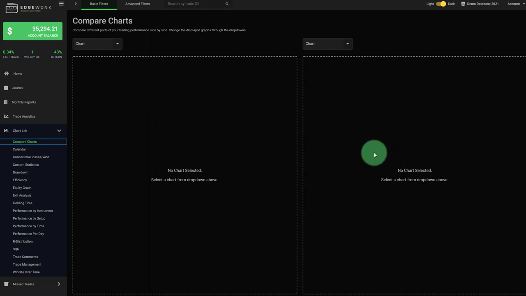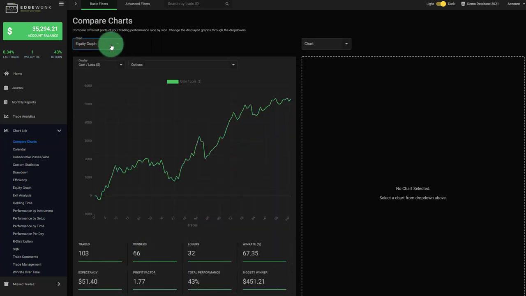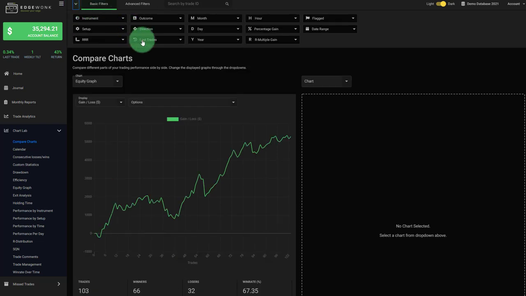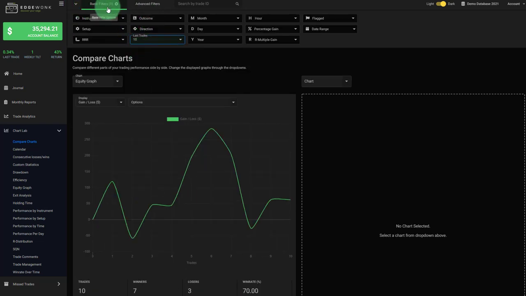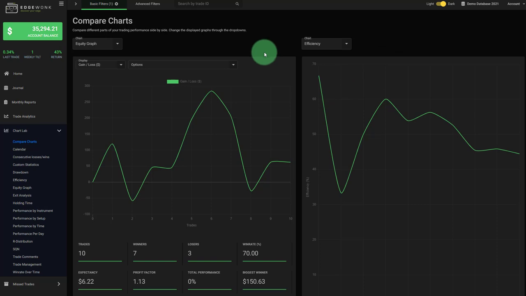So you have two slots side by side, and you can pick any of the currently available charts if you want to compare them side by side. For example, we may choose the equity graph, and we only want to look at the last 10 trades, for example. So we choose that in our filter. And then on the right-hand side, we want to maybe choose our efficiency. Efficiency, I will come back to that later when we look at the graph here, but basically it shows you how disciplined you are and how often you break your rules.